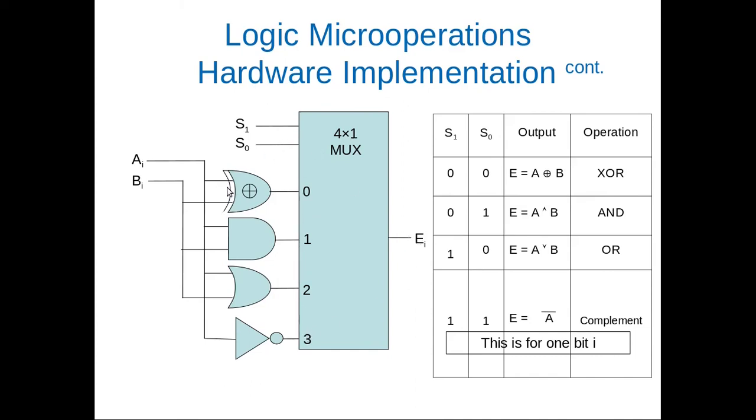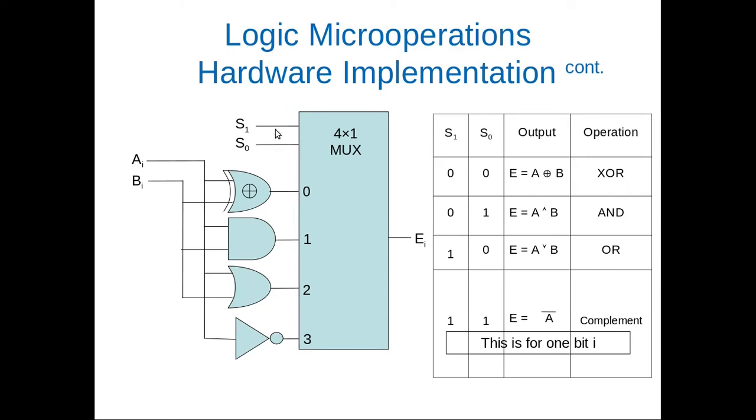The inputs to each of these gates are Ai and Bi. We assume that A is a register and B is another register, both n-bit registers. If we want to perform any logic operation on these registers, we perform it in a bitwise manner. So Ai and Bi indicate the ith bit of the A register and B register. They are connected to the gates like this.